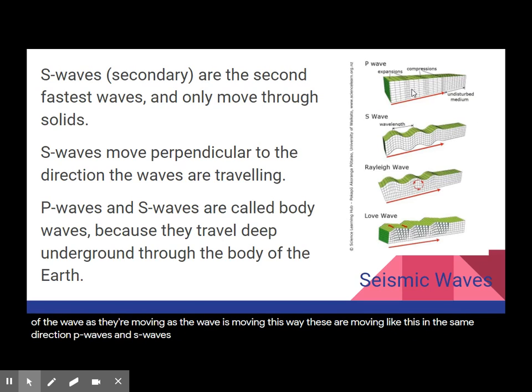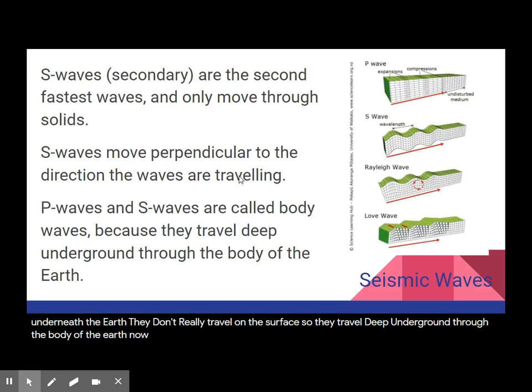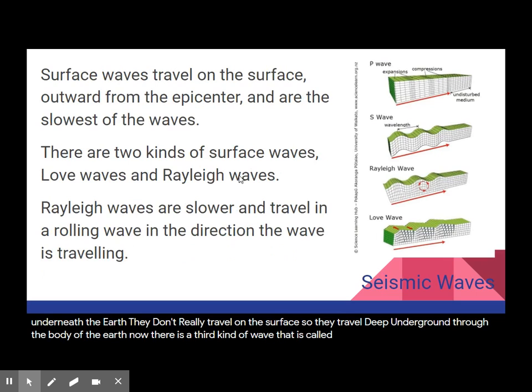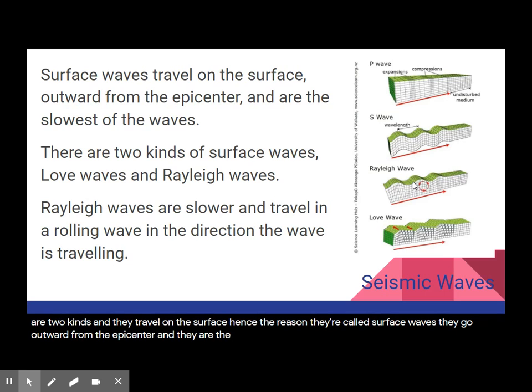P waves and S waves are called body waves because they actually travel underneath the Earth. They don't really travel on the surface. So they travel deep underground through the body of the Earth. Now, there is a third kind of wave that is called a surface wave. Surface waves, there are 2 kinds, and they travel on the surface, hence the reason they're called surface waves. They go outward from the epicenter, and they are the slowest of all of the waves.